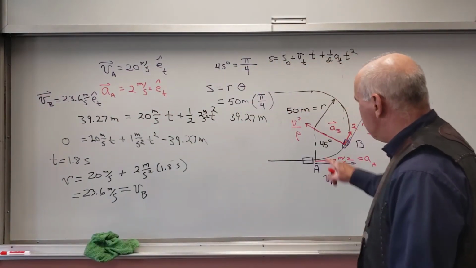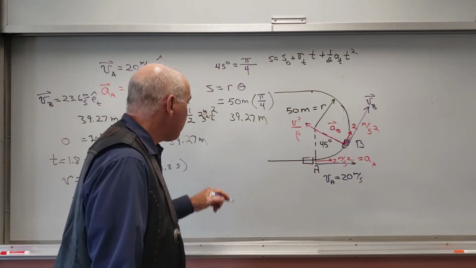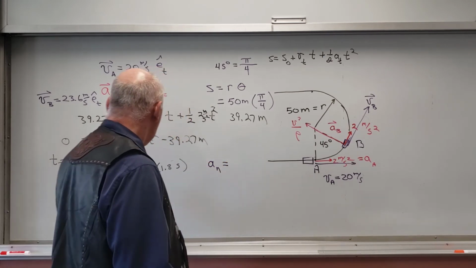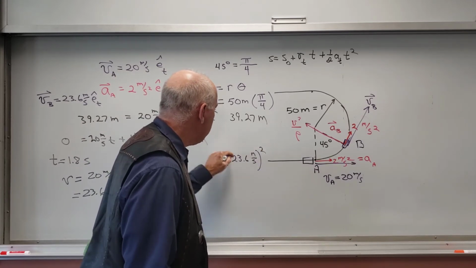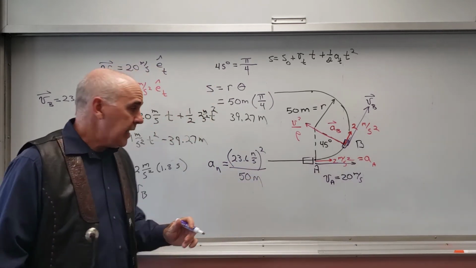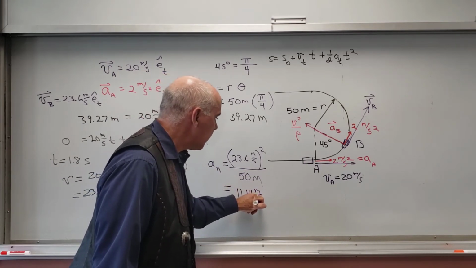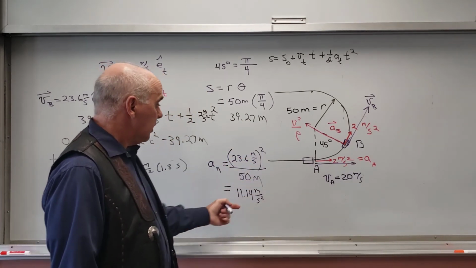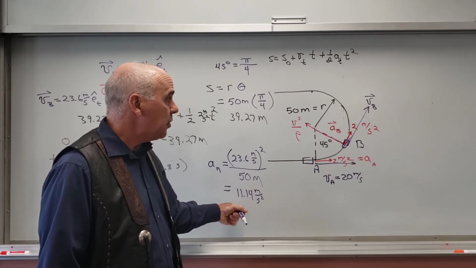Then the other thing I'm interested in is v squared over rho, right? The normal component of the acceleration. But that's going to equal, so let me just say a normal, and that's going to equal v squared, which is 23.6 meters per second, square that, and divide that by 50 meters, right? And if I do that, I get 11.14, and that's going to be meters per second squared. Meters squared per second squared divided by meters is going to be meters per second squared. So it's pretty substantial acceleration. That's more than the acceleration due to gravity. So you're feeling that as you go around that curve.